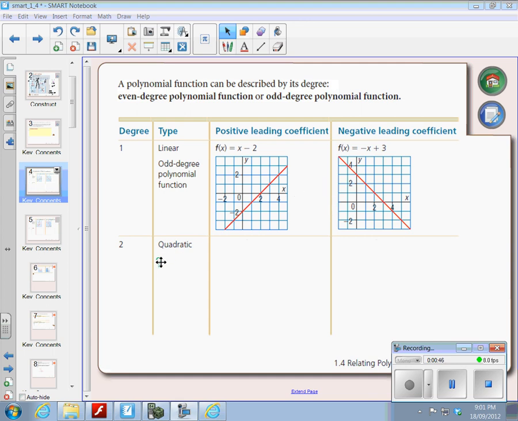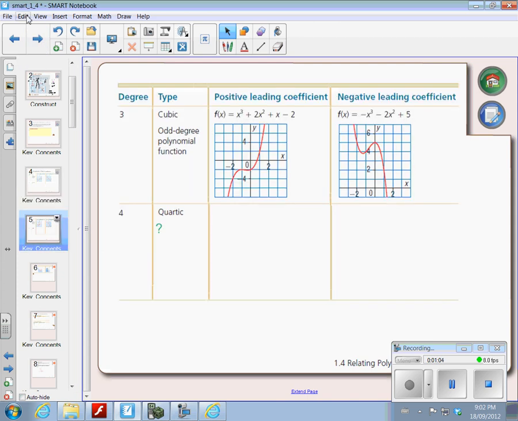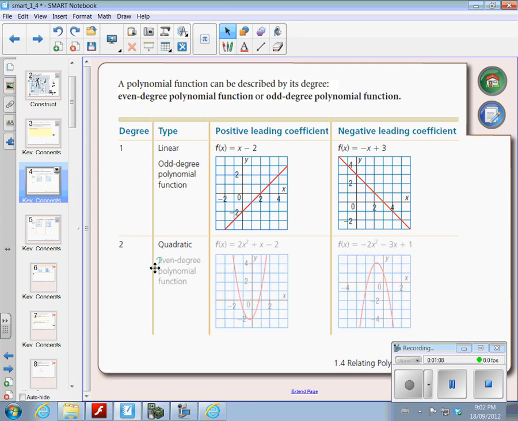Okay, let's look at the quadratic next. A quadratic function, if its lead coefficient is positive, we think of that as a parabola that opens up. If the lead coefficient is negative, it opens down. Those are a degree of 1 and a degree of 2. Remember that degree is another word for the exponent. Exponent 1, exponent 2.